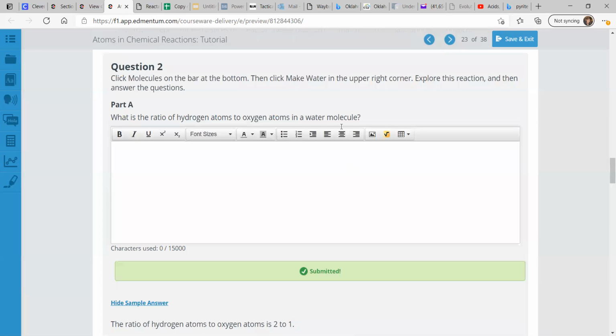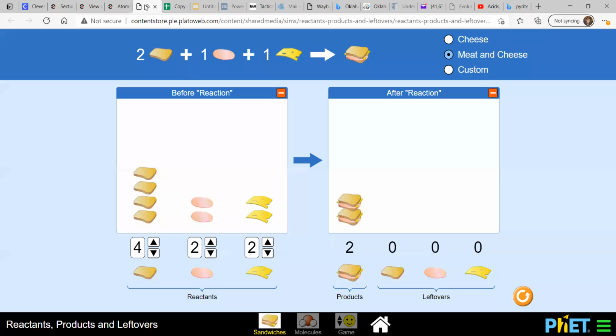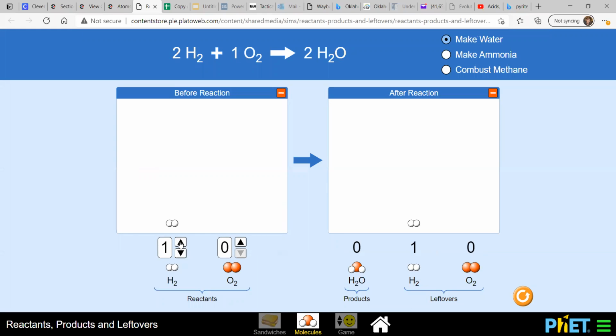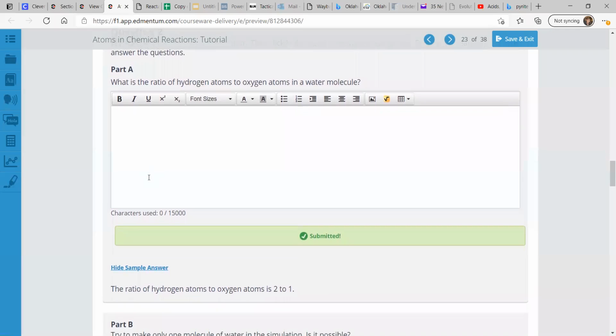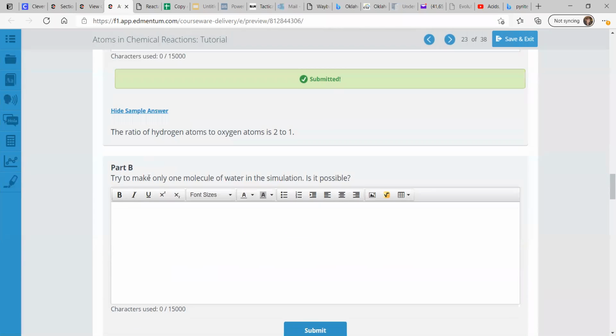However, there is a second part to that. Let's see. Molecules. You can do the same thing with hydrogen and oxygen. So we have 2 pairs of hydrogen and then 1 pair of oxygen, and those create 2 molecules of H2O, water. And the ratio of hydrogen atoms to oxygen atoms is 2 to 1. 2 hydrogen to 1 oxygen.